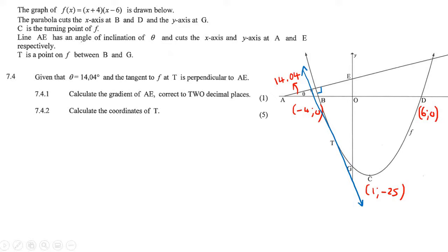There we go, I fixed that up. So that's 90 degrees. Now they want us to calculate the gradient of AE correct to 2 decimal places.